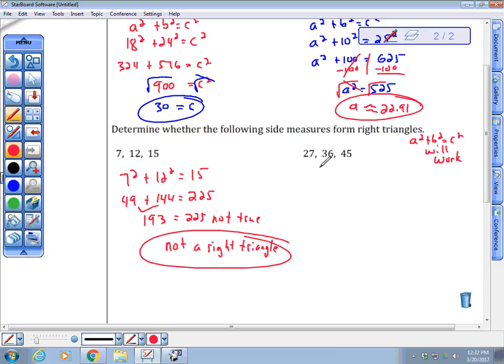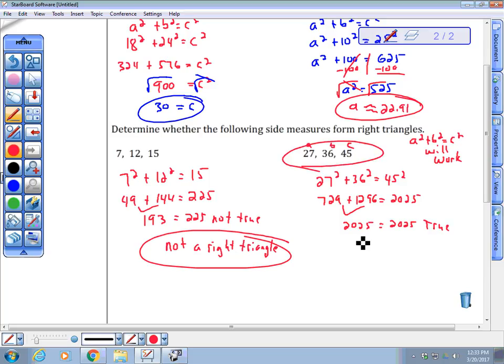Alright, last one here. We're going to have the a value, b value, and c value. So you're going to have 27 squared plus 36 squared equals 45 squared. So you'll get 729 plus 1,296 should equal 2,025. Adding these together, you get 2,025 equals 2,025. That is a true statement. Since it's a true statement, these three numbers give us a right triangle.